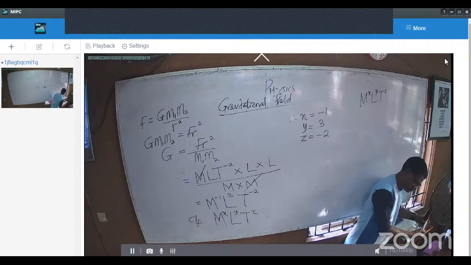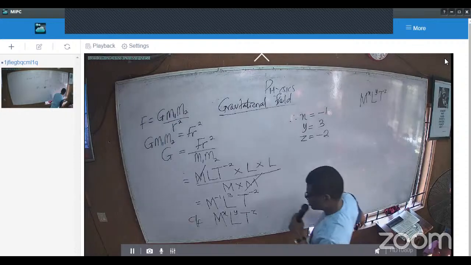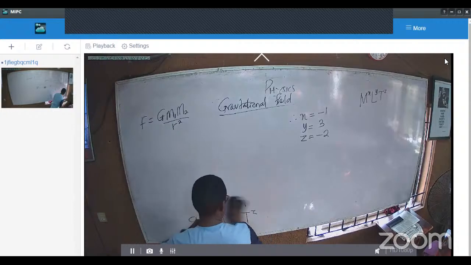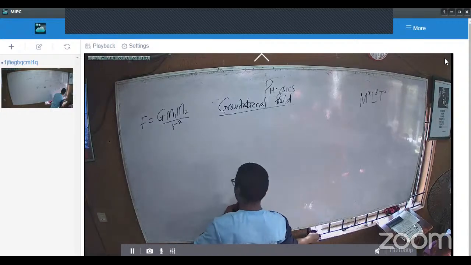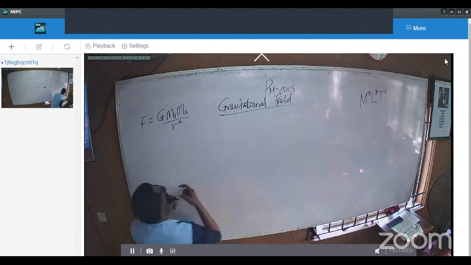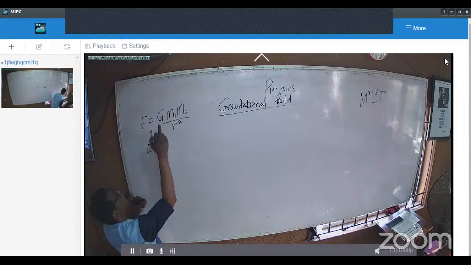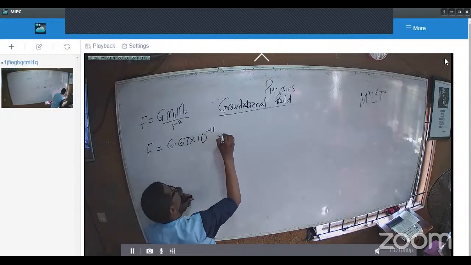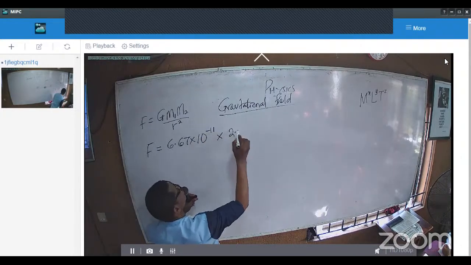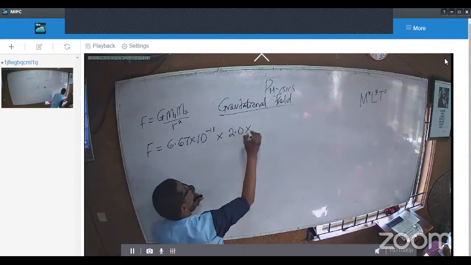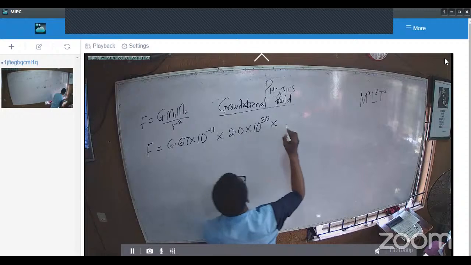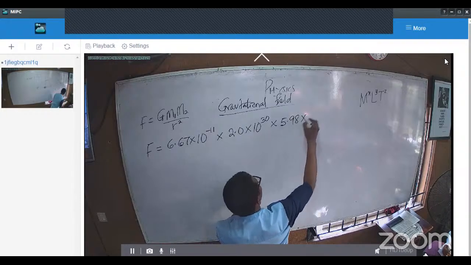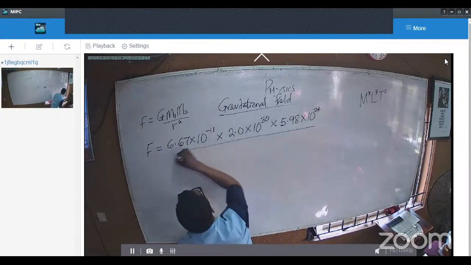We know the formula. The formula is on the board. Only that the values look so terrifying. But no concern. Let's say the star is now 1 and the earth is 2. What's our G? 6.67 times 10 power minus 11. What's mass 1 for the star? 2.0 times 10 power 30. Mass of the earth, 5.98 times 10 power 24.